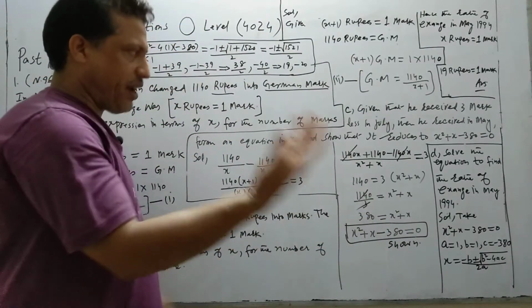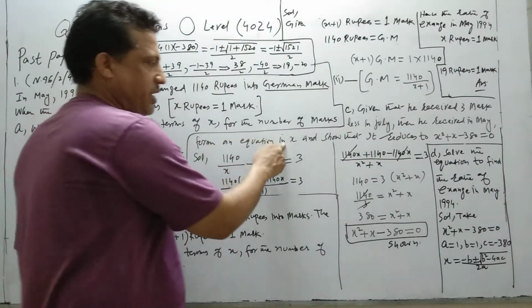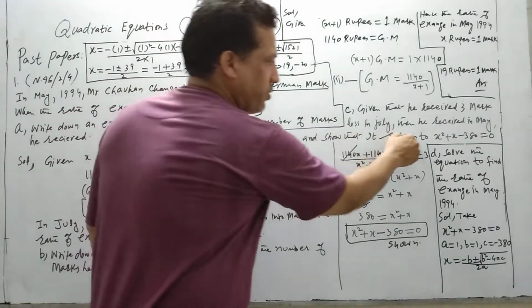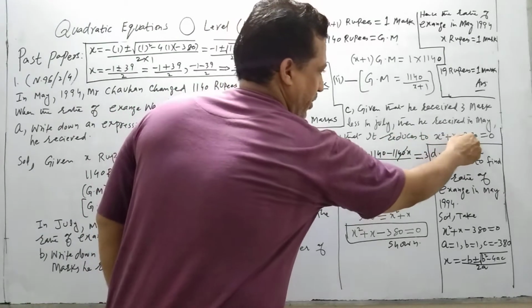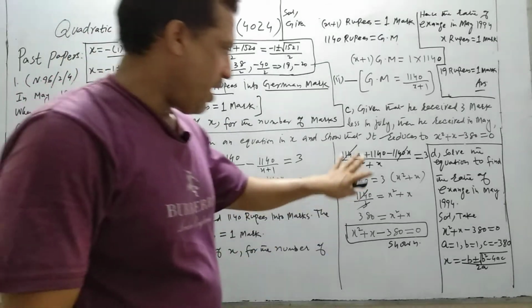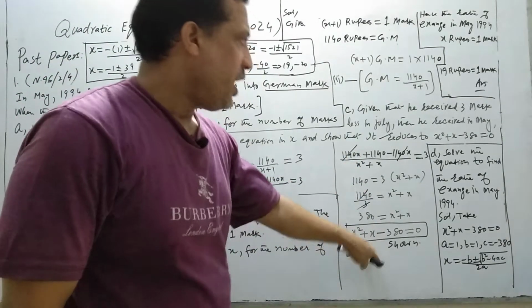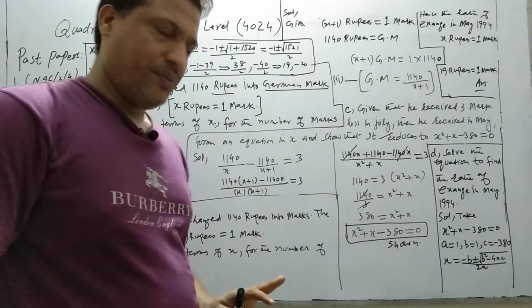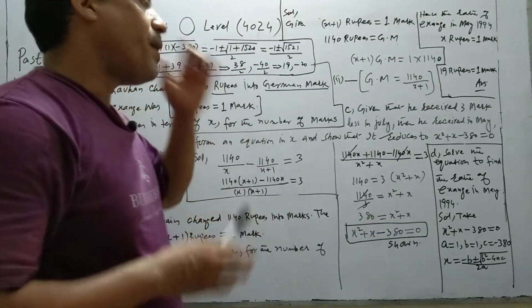And this is our requirement. Form an equation in x and show that it reduces to x square plus x minus 380 is equal to 0. This is the reduction. Our equation reduces to the required form. So this is our answer of part C.